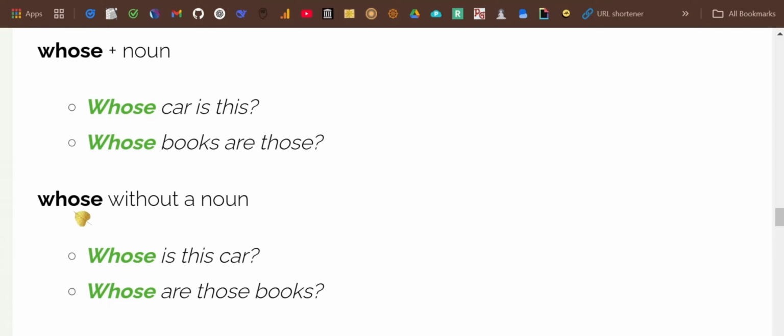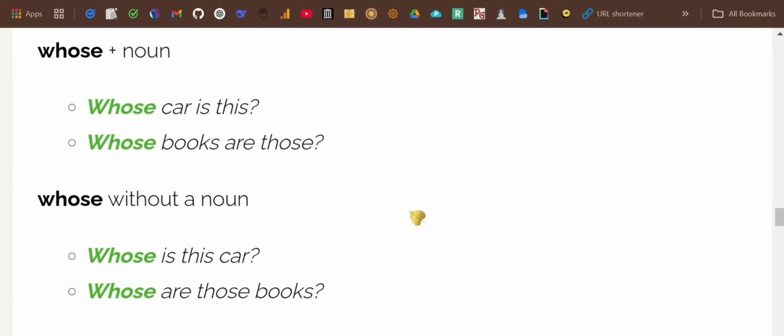Then, look, whose without the noun, so you can say, whose is this car? Whose car is this? Or whose is this car? Also correct. I'm looking at the car, I'm pointing at the car. Whose car is this? Whose car is that? Whose car are those? Those, this, that. You already learned this. Do we need to review that?